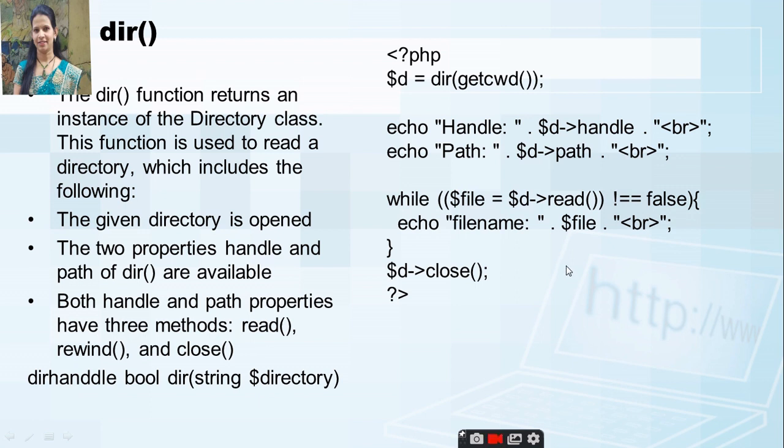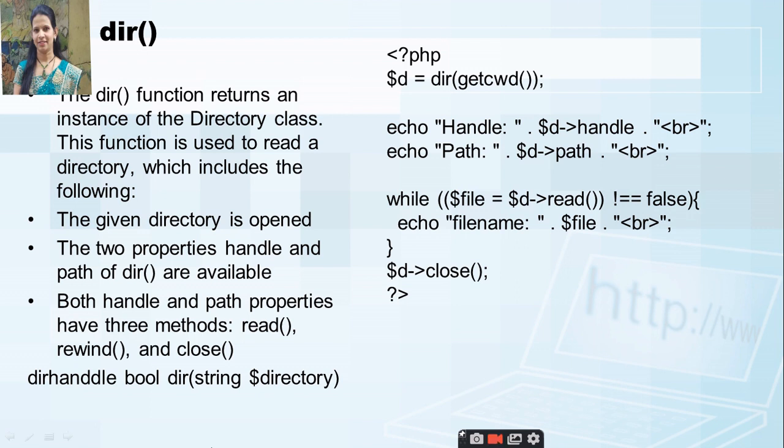You can use the dir function. The next way is you can use the dir function. It returns an instance of the directory class. What will it return? It will return the instance of the directory class. The dir function opens the directory handle and returns an object. The object contains three methods called read, rewind, and close.